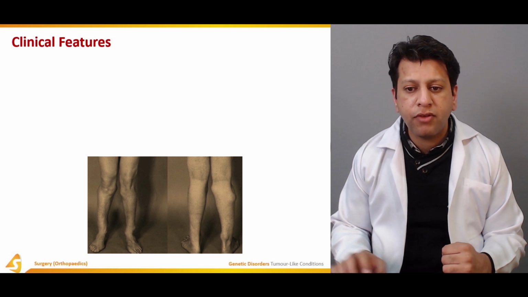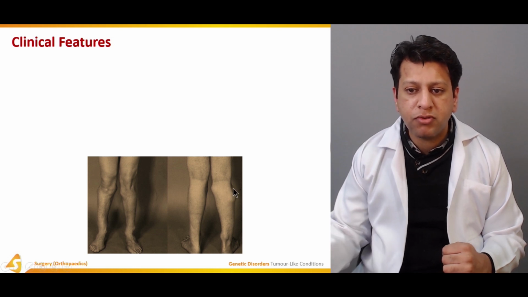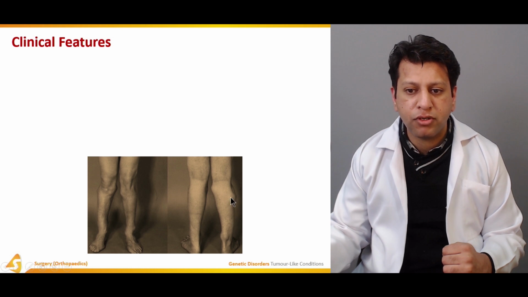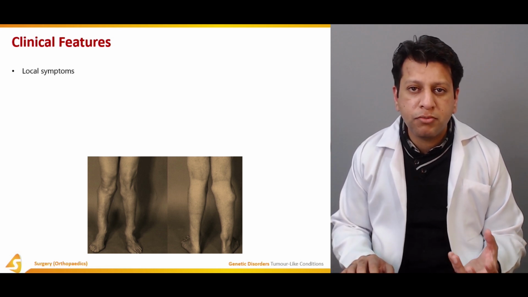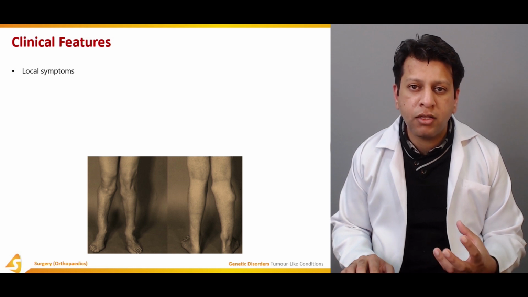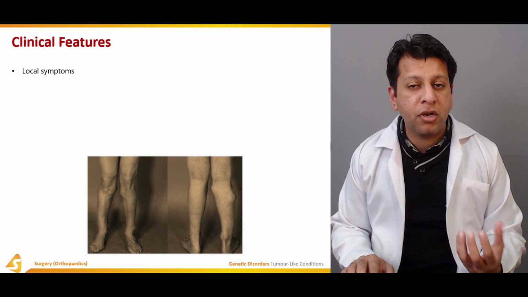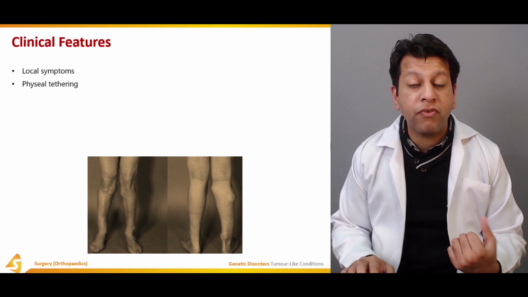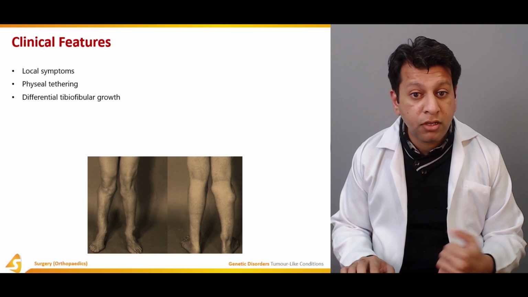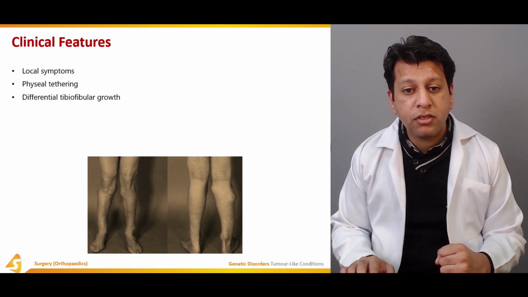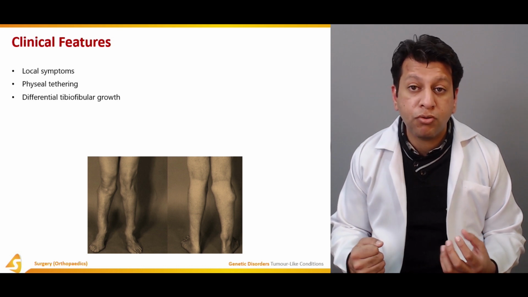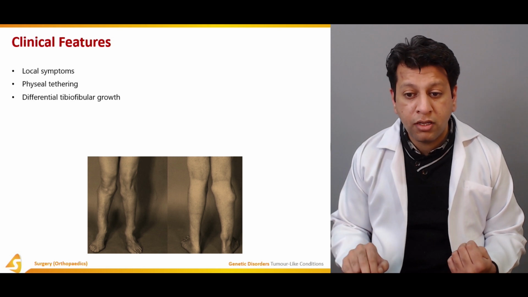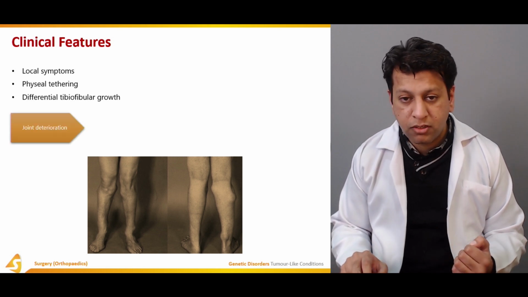Clinical features: if you see this limb, can you see these growths probably involving the metaphyseal region of the proximal tibia? Similarly, involving this leg as well and producing deformities. Usually they produce local symptoms, that is, locally there will be swelling, which is painless but bony hard. Then there may be physeal tethering as well, which may be seen on the X-ray. If they are present around the knee, this may lead to differential growth and eventually to limb length discrepancy, where one leg may be shorter compared to the other.